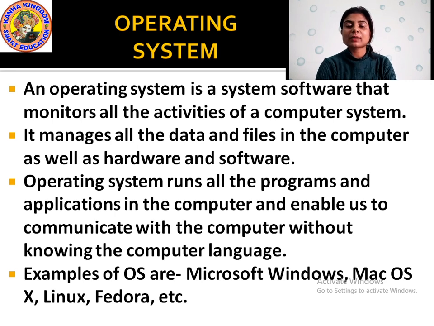Then what are the examples of operating system? Examples of OS. OS is the short form of operating system. The examples of operating system are Microsoft Windows, Mac operating system, Mac OS X, then Linux, Fedora. These are some operating systems that are installed inside the computer through which we can perform different activities. It monitors all the activities and work that we do in the computer.